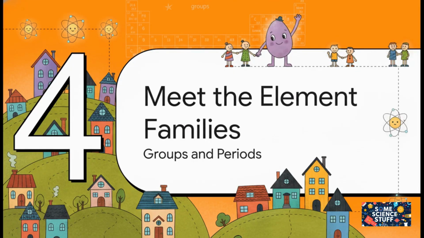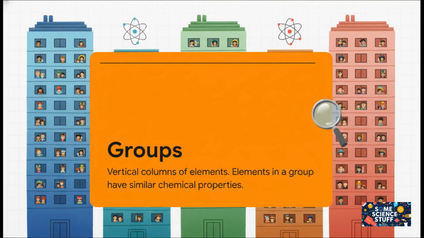But wait, Element City isn't just organized into neighborhoods. If we look even closer, we'll see that it's also organized by families. These are groups of elements that live right near each other and act in really similar ways. So you see the columns that go up and down? Those are called groups. Let's imagine they're like tall apartment buildings. Everyone living in the same column is part of the same family, and they all behave in similar ways.